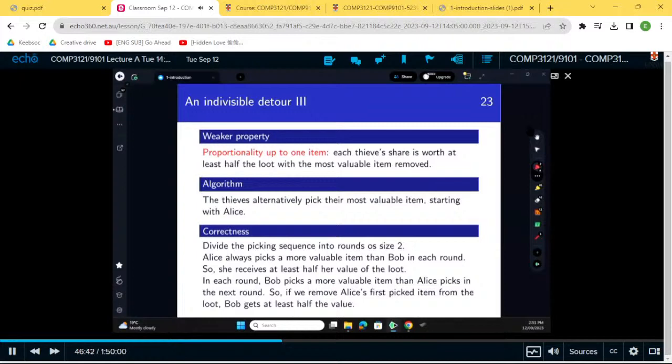So let's look at the picking sequence. First, Alice picks an item, and then Bob picks an item, and then Alice, and then Bob, Alice, Bob, etc. And let's look at the items that they pick. We know that the item that Alice picks first is the most valuable item, right? In particular, it's more valuable than the next item that's being picked, which Bob picks. Whenever Alice picks an item, it's the most valuable that's left, and it's always more valuable than the next item that's being picked. When Bob picks an item, it's always more valuable than the next item that's picked, from his perspective. So maybe I draw Bob's arrows on the bottom. So Bob's item is more valuable than the next one that's being picked.